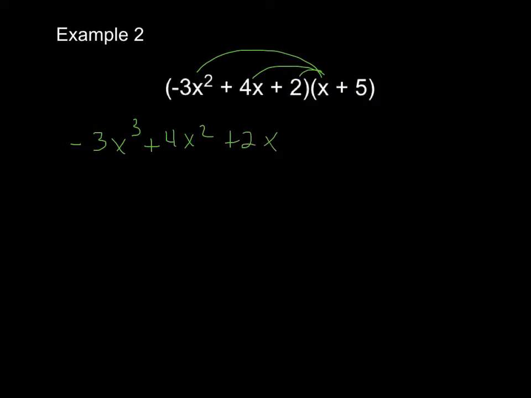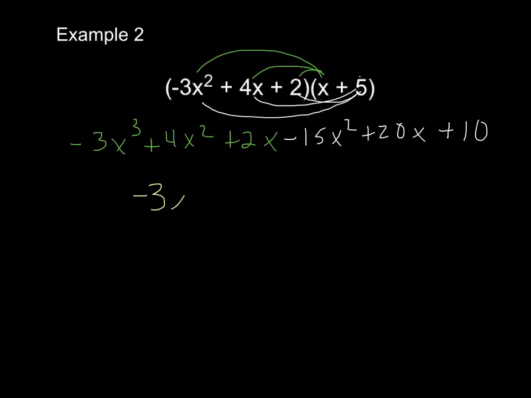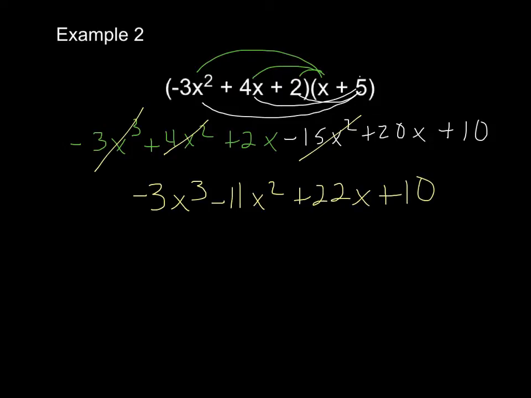for a plus 2x. And then I'm going to multiply 5 by 3x squared. So that gives me minus 15x squared. 5 times 4x is a plus 20x, and 5 times 2 is a plus 10. And again, the last thing is to simply combine like terms. I've got a negative 3x cubed, a 4x squared minus 15x squared would give me negative 11x squared. 2x and 20x gives me a 22x and a constant of plus 10. And there's our product, written in standard form.